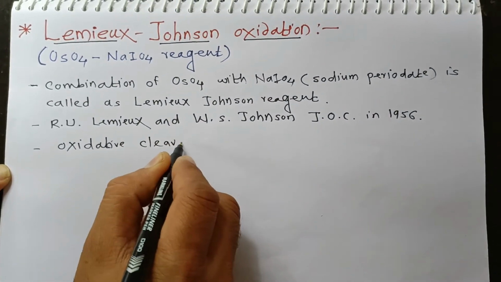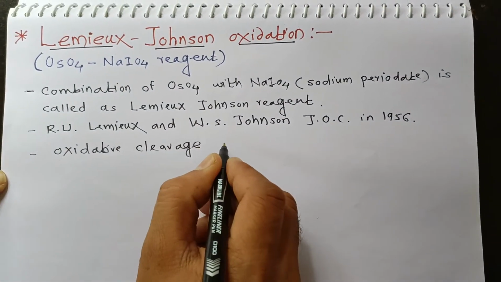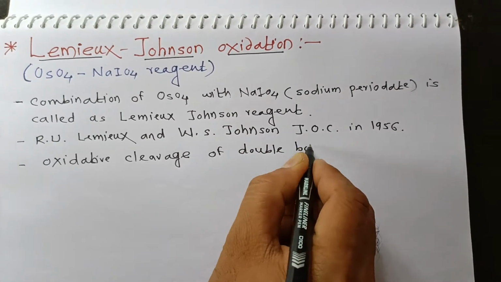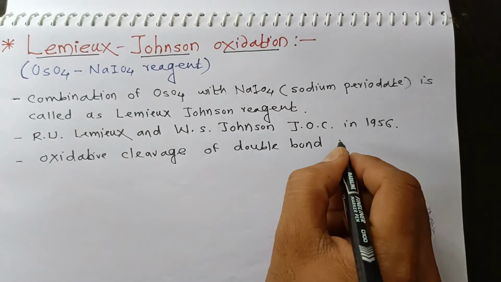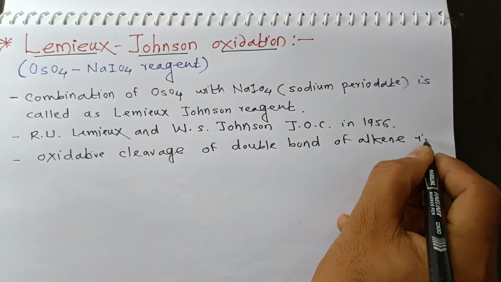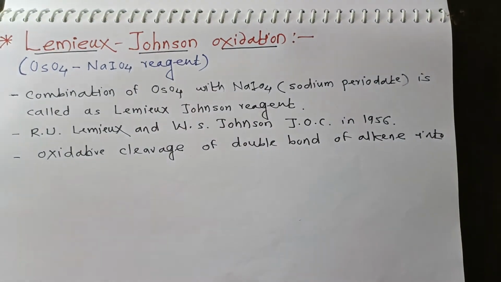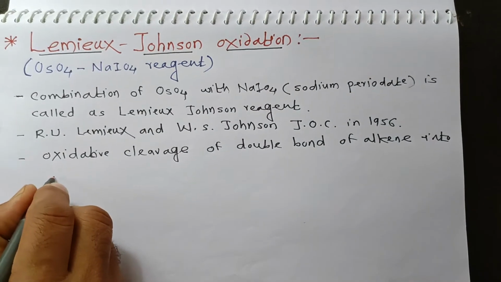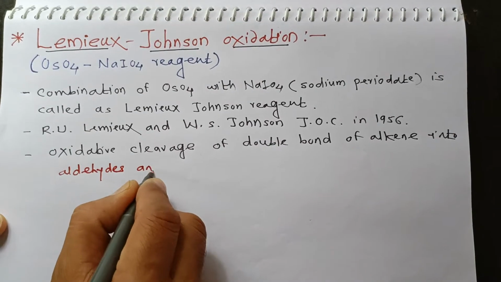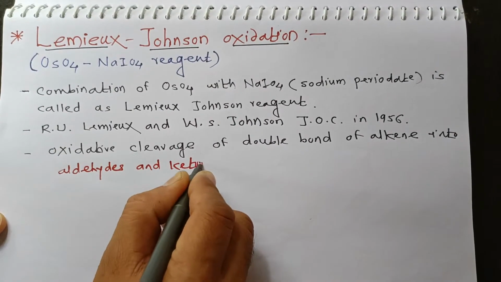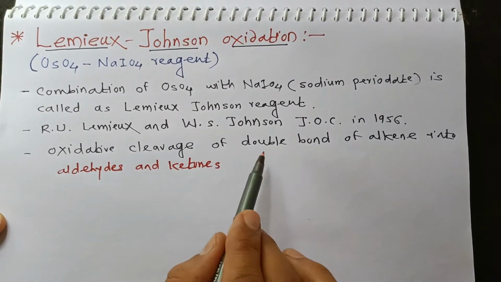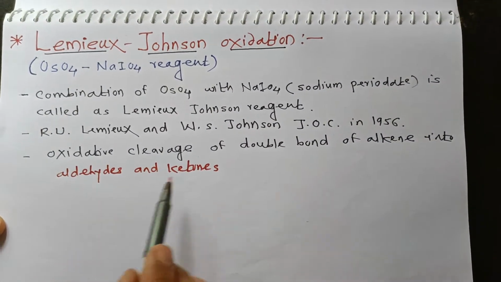This reagent is used for the oxidative cleavage of the double bond of an alkene into aldehydes and ketones. So this is the function of this reagent. It is used for the oxidative cleavage of the double bond of alkene into aldehydes and ketones.